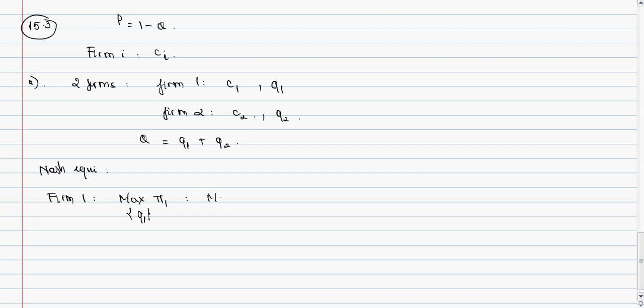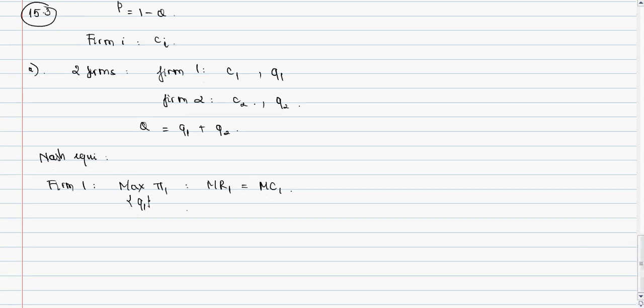Again, in order to maximize the profit, they just have to set the marginal revenue equal to the marginal cost of firm 1. Very similar to question 15.2 and 15.1 that we did before, I will just be going through it again. Now, in order to find the marginal revenue for firm 1, first of all we have to find the total revenue for firm 1, which is equal to the price multiplied by the quantity produced by firm 1.